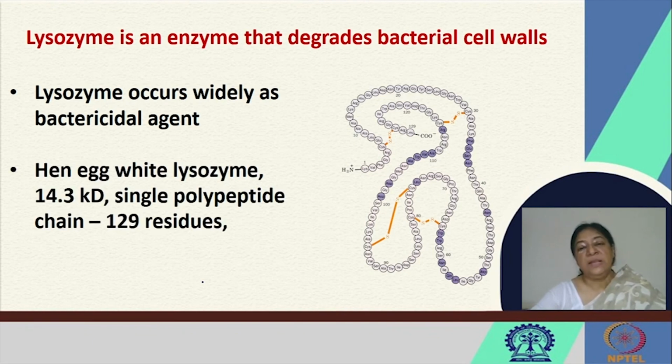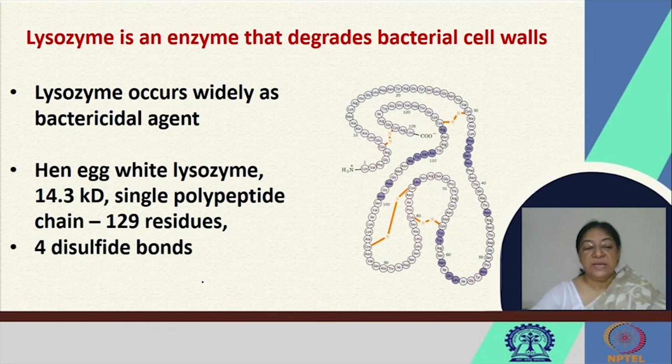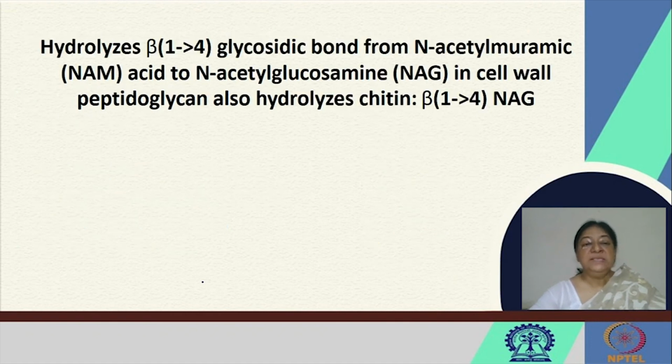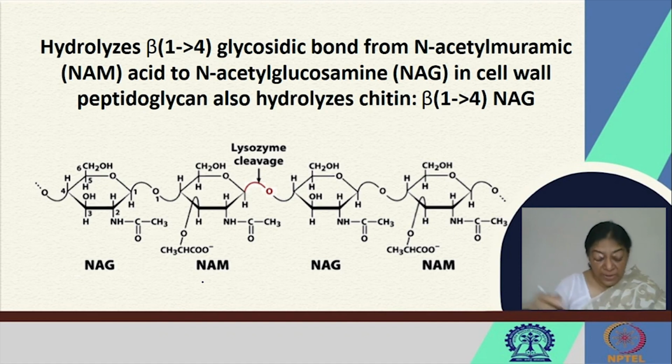The hen egg white lysozyme, which is one of the very well studied proteins, is a 14.3 kilodalton single polypeptide chain with 129 amino acid residues and has 4 disulfide bonds. This hydrolyzes the glycosidic bond from what is called the NAM and NAG conditions of the cell wall, the composition of the cell wall. So here we have the NAG-NAM system.